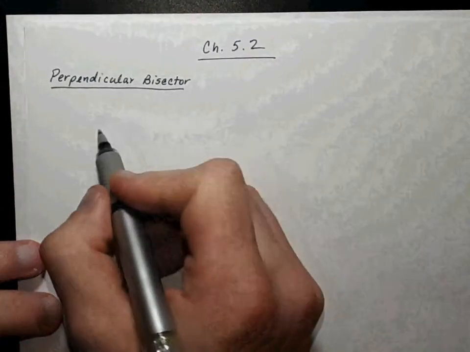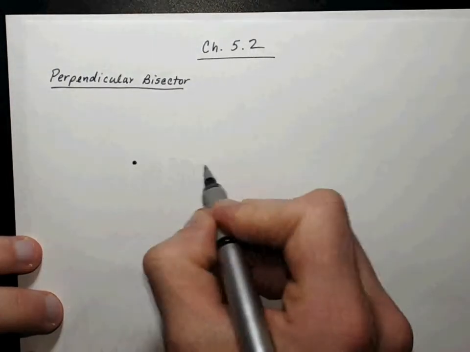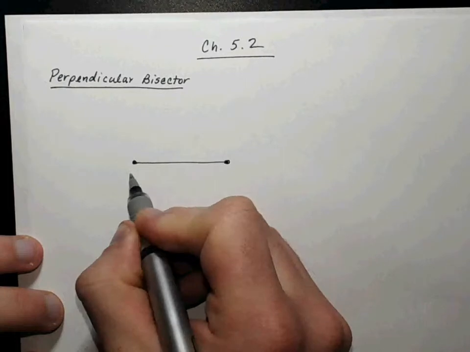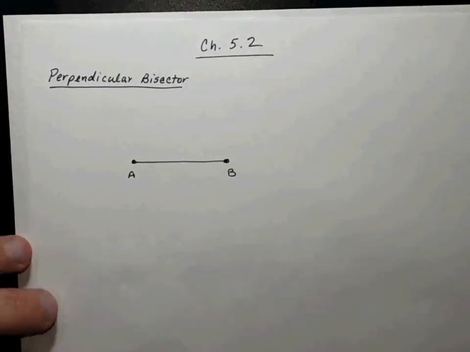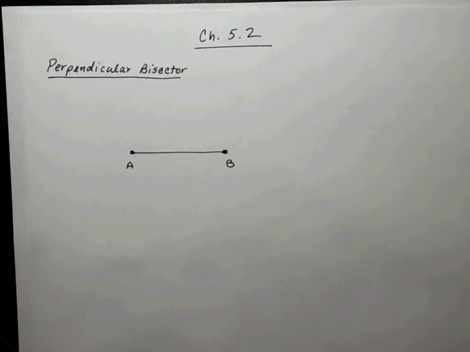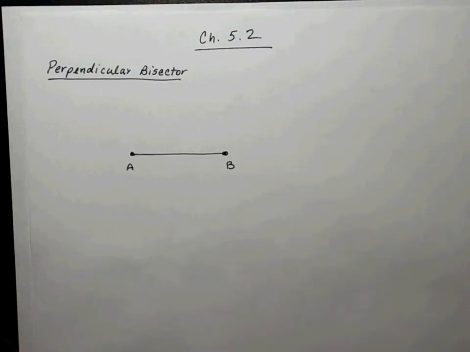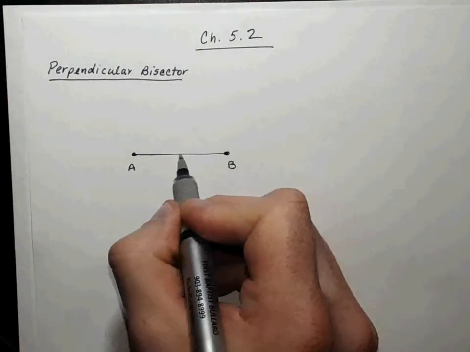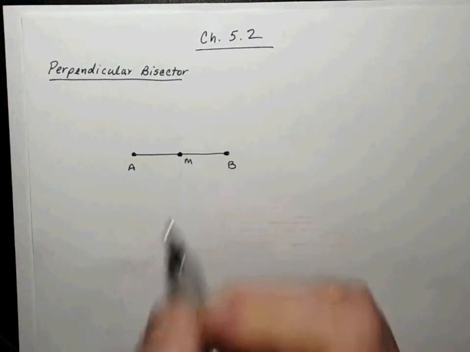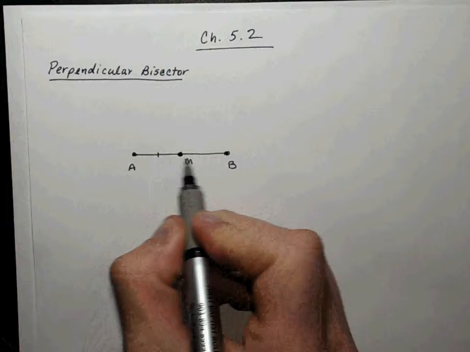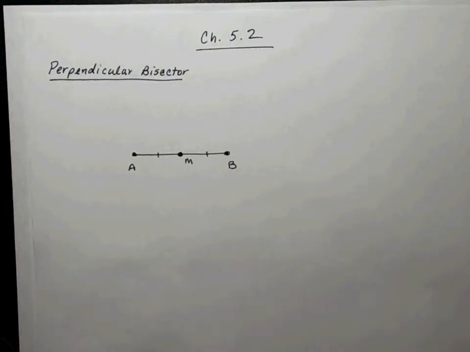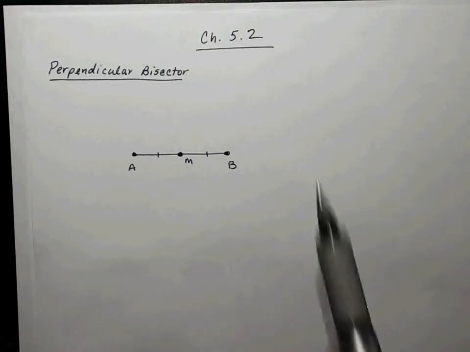So if we had something like this, let's say we've got segment AB. In order to draw a perpendicular bisector, the first thing we have to do is find the midpoint, because the midpoint always bisects a segment. Let's say our midpoint, we'll call it M for midpoint, is somewhere right about there, which tells us AM and BM are congruent. So the first thing we do is find the midpoint. That's the bisector part.